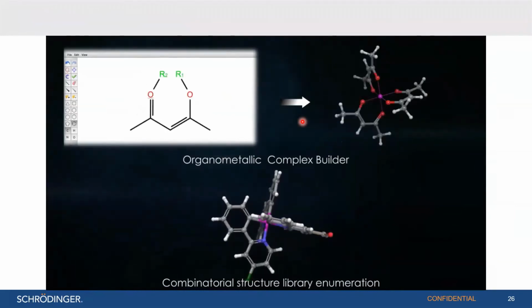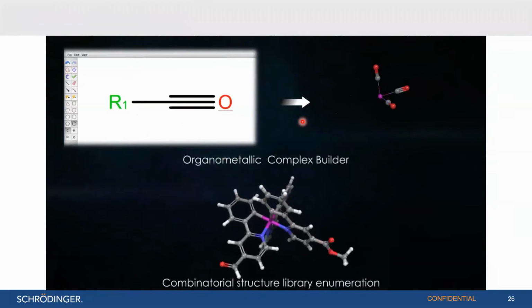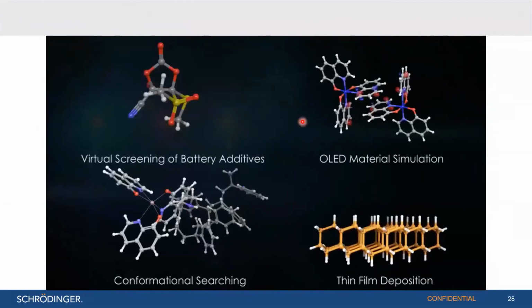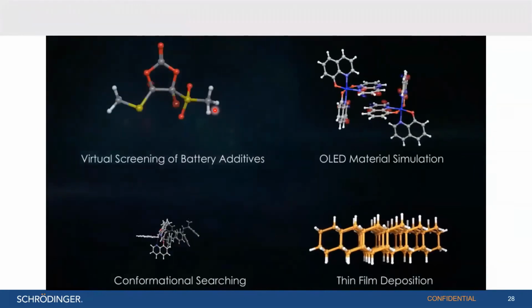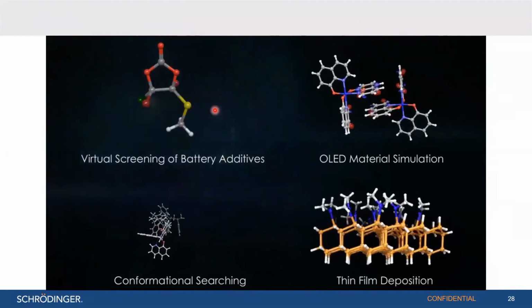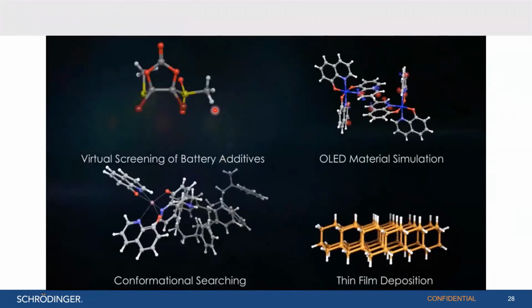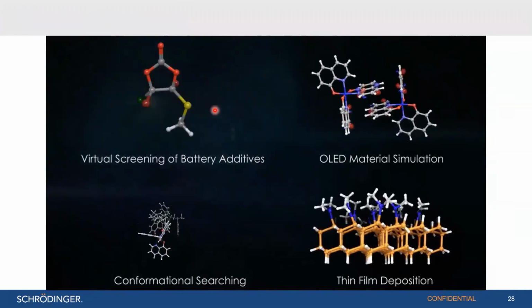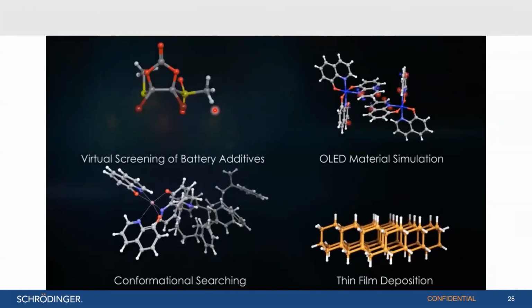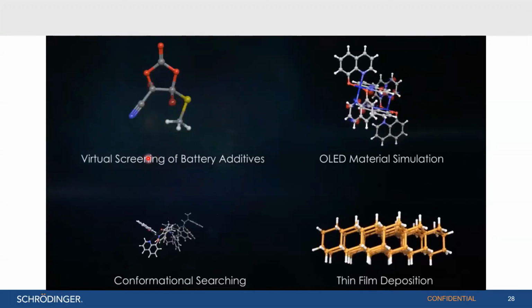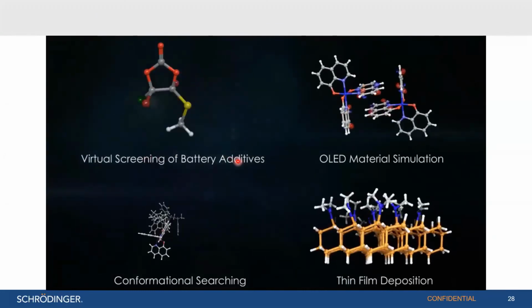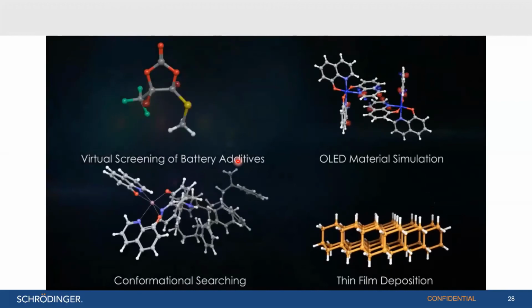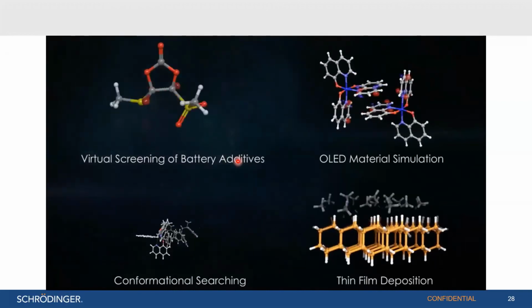What you can study with the Schrodinger suite is energetics, and you can build various types of complexes, like metal complexes, which have very weird kinds of geometries. You can basically screen various types of structures, which helps you understand them in a better way. For example, here is a virtual screening of battery additives. With the help of this software, you can find out which additive works better in your battery.